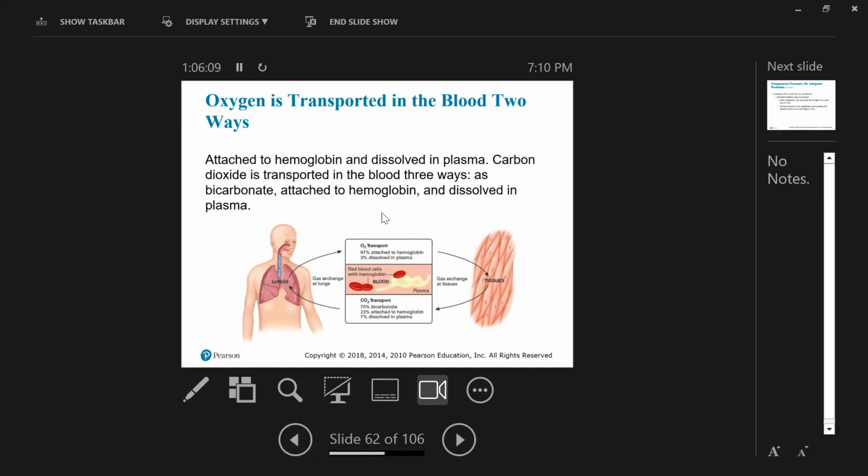So, attached to hemoglobin and dissolved in plasma. Carbon dioxide is transported in the blood three different ways: bicarbonate, attached to hemoglobin, and dissolved in plasma.